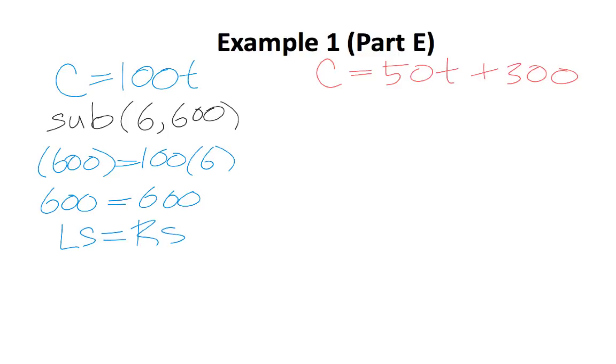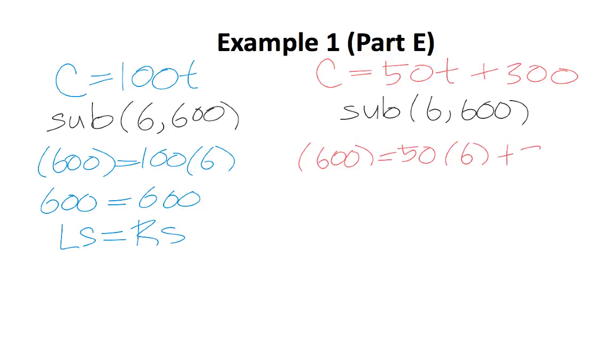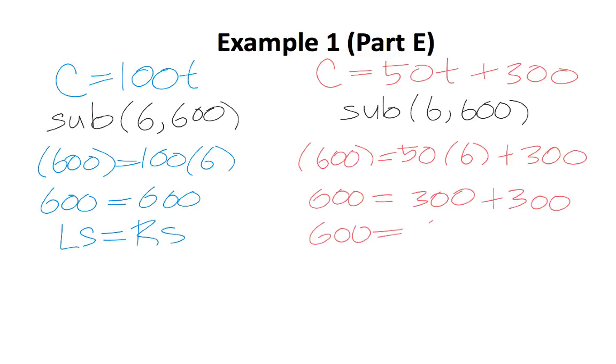I'm going to do the exact same thing on the right side. I'm going to substitute in this coordinate. If left side is equal to right side, that means this coordinate lies on that line. So I'm going to replace the variable of C with 600 in brackets. I'm going to replace the variable of T with 6 in brackets, and the plus 300 stays the same. So the 600 here stays exactly the same. 50 times 6 is 300. The plus 300 stays the same. So 300 plus 300, pretty simple, that is 600. So as you can see, the left side is equal to the right side.